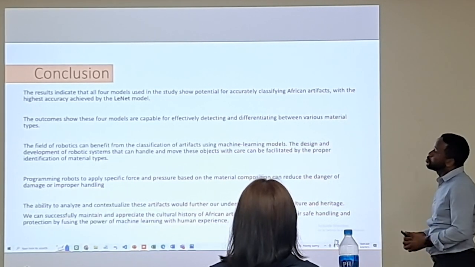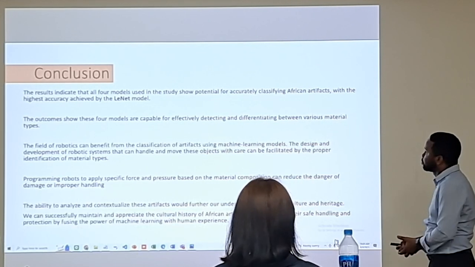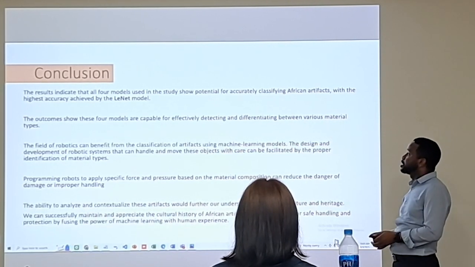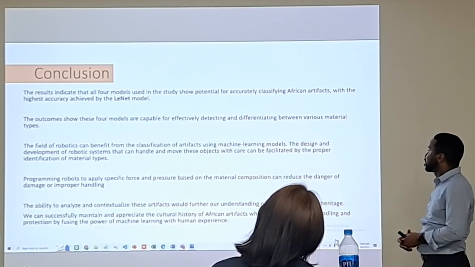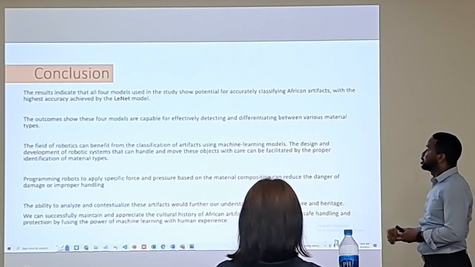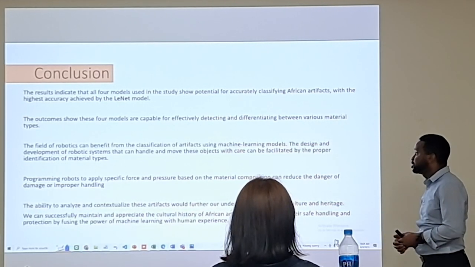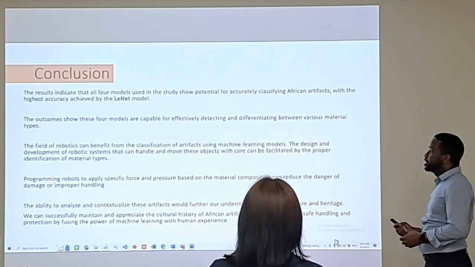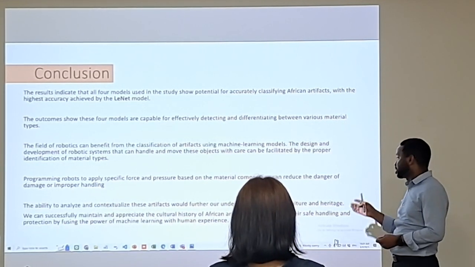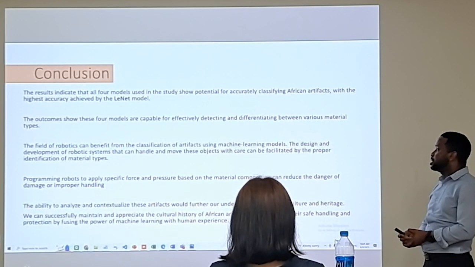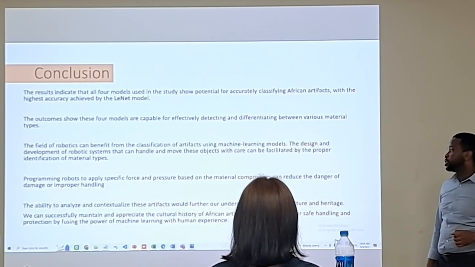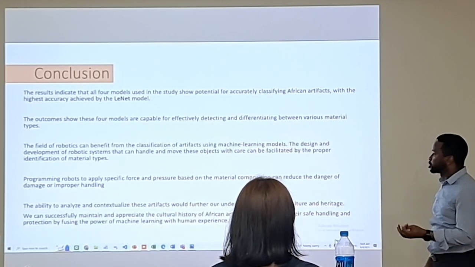It also shows that the field of robotics can benefit from the classification of artifacts using machine learning models. The design and development of robotic systems that can handle and move these objects with care can be facilitated by proper identification of material types. Programming robotics to apply a specific force and pressure based on material composition can reduce the danger of damage from improper handling. The ability to analyze and contextualize these artifacts would further our understanding of African culture and heritage. We can successfully maintain and appreciate the cultural history of African artifacts by ensuring their safety, handling, and protection, fusing the power of machine learning with human experience.